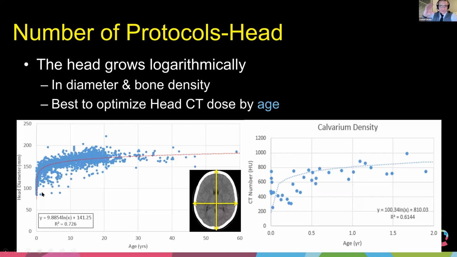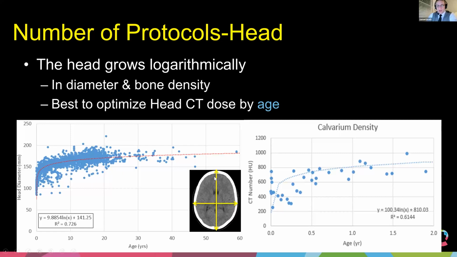Our heads grow logarithmically, both laterally and craniocaudally. And so little kids will see a large amount of change in their overall head diameter in a very short amount of time of their lifespan. And then as time goes on, basically from 2 to 5 years old, we see very little change in our overall head size. And so that's actually a good thing, because we can use this knowledge to establish how many protocols potentially we need.